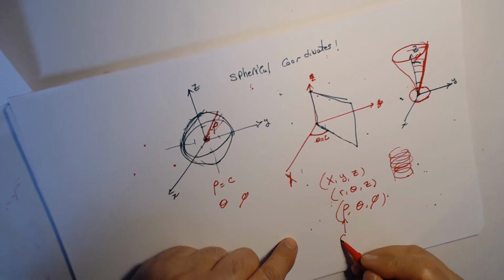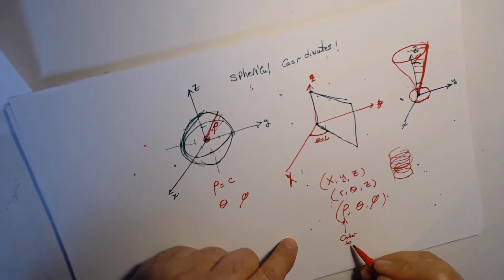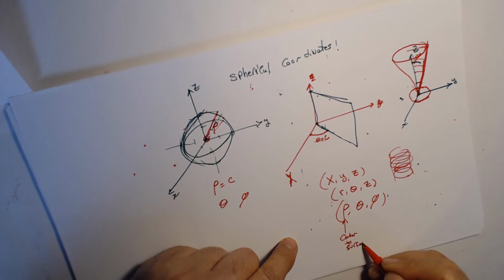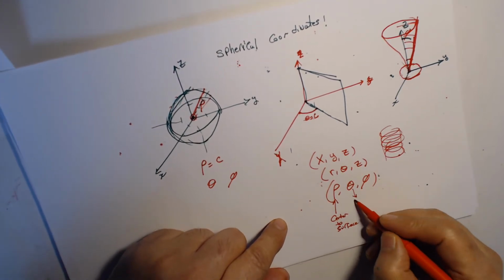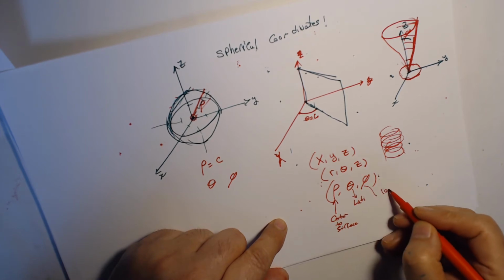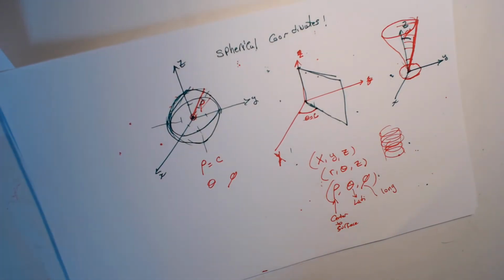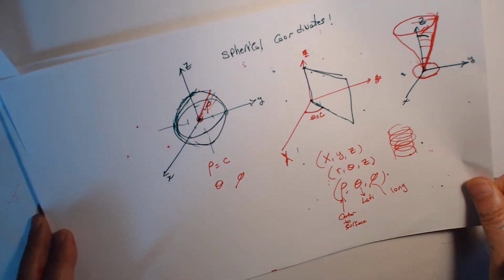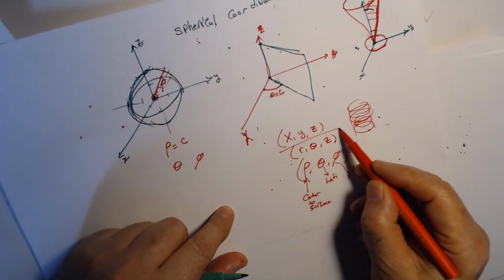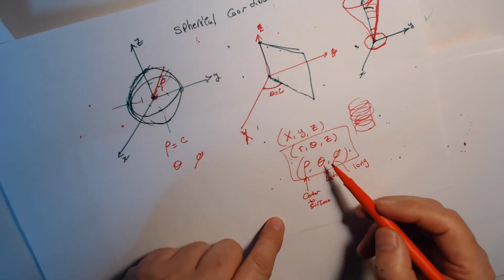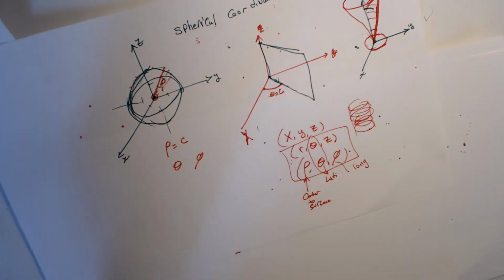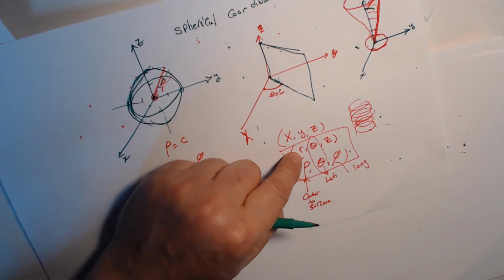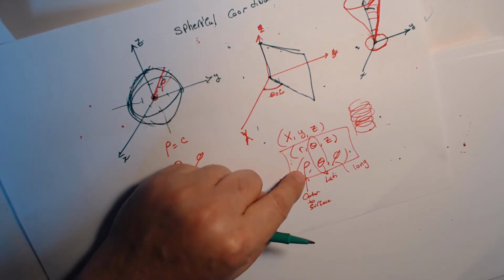Distance from the center to the surface, this one is going to become your latitude, and this one is going to become your longitude. Let's see how these three can be converted to one another. Number one, remember the difference between cylindrical and spherical. The theta is the same in both of them. That's good. This r is the radius of a circle. This rho is the radius of a sphere.